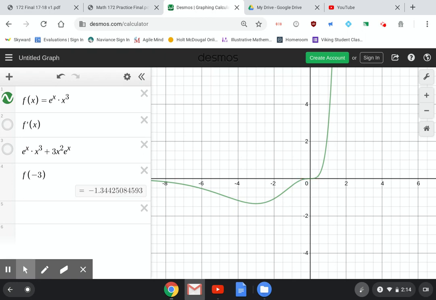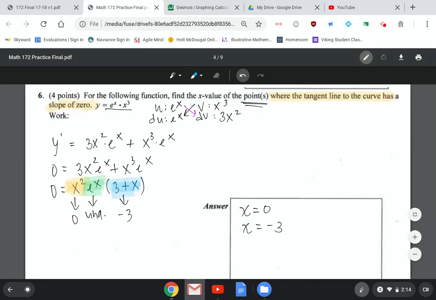So when you take the derivative, where this would have had a slope of 0, it crosses 0 here. Those are our critical values. Remember that? So we've got a 0 at negative 3 and we have a 0 at 0. And that is exactly what we found here.